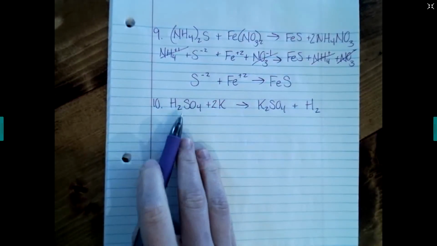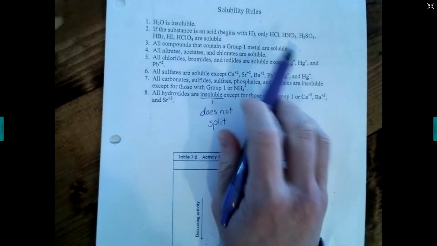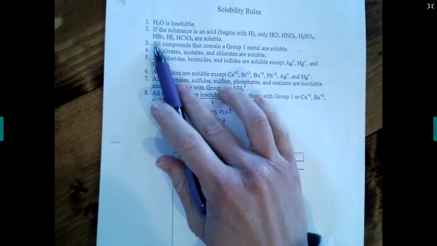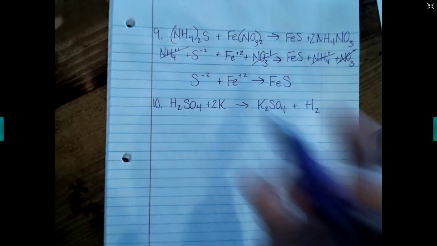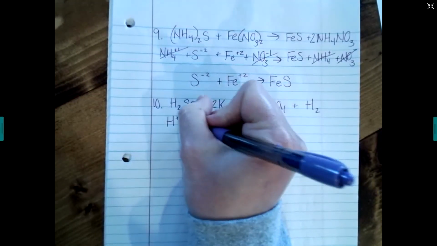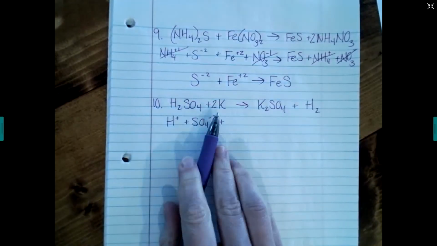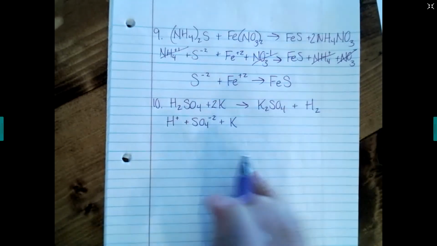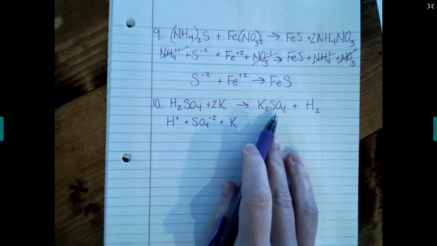All right, so once again, we have an acid. Your rule about acids says that if a substance is an acid, only these are soluble. Sulfuric acid is one of those. So that's going to split into hydrogen ion and sulfate ion. Potassium is a metal, so we know that it's just going to come down here, no charge. It didn't split from an ionic compound.